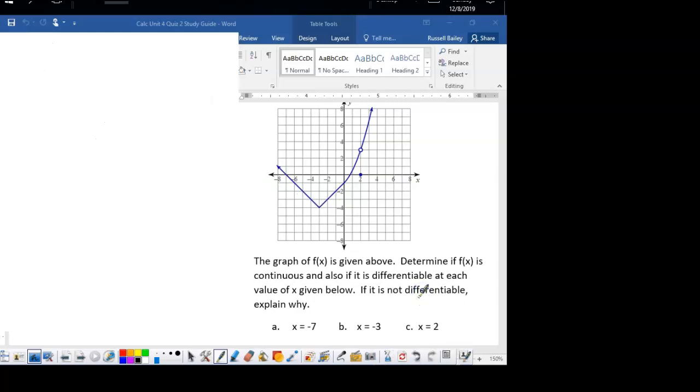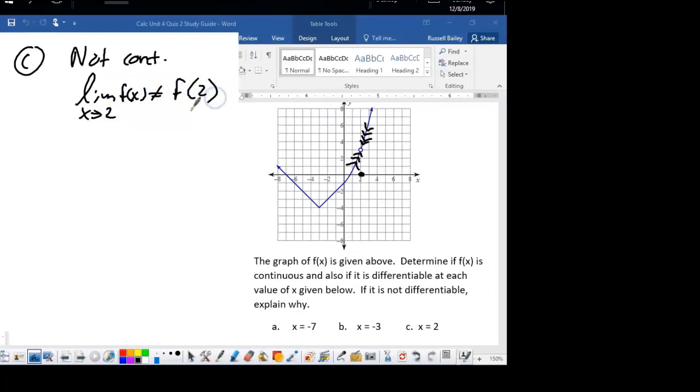Last one, C, we want to test what's up with x equals 2. It's not continuous. Now the reason it's not continuous is not because the limit doesn't exist. The limit exists. The limit is 3. It's not because the function doesn't exist. The function does exist. It's right there. It's 0. The problem is those aren't the same point. So we would say not continuous since the limit as x approaches 2 is not equal to the actual function's value at that point.